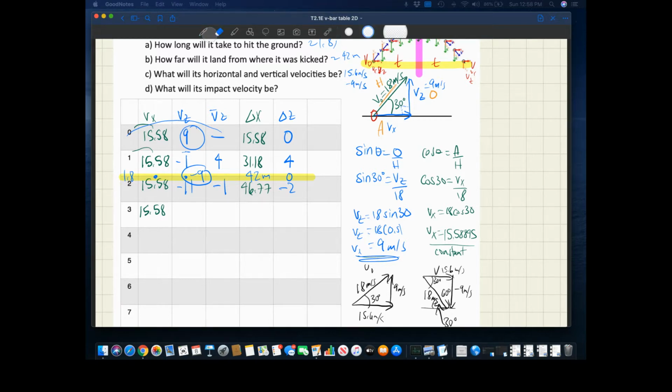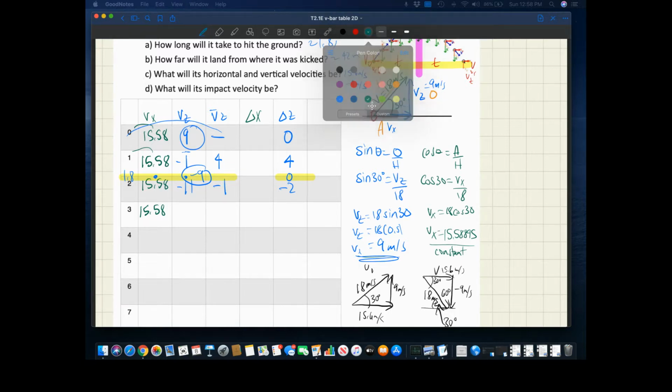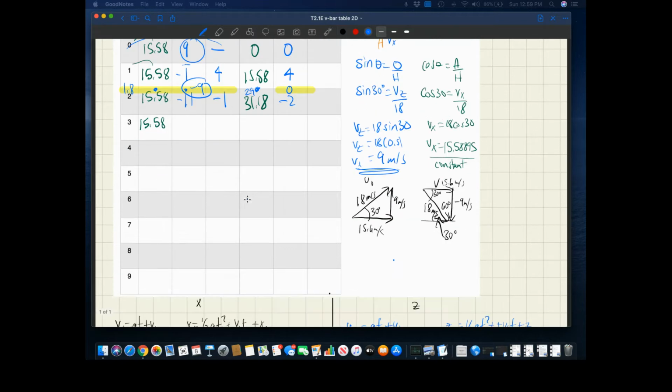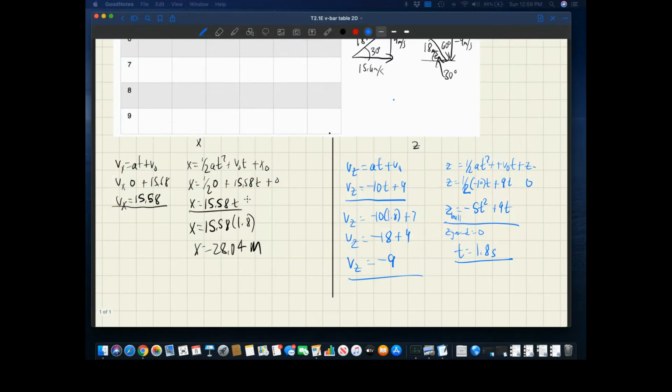I see in my table I put wrong numbers in here. I shifted these downward. These are supposed to be times 0, it's 0, and then it's 15.58. Then it's 31.18. So we might have predicted then that the value is somewhere between 15 and 30, so maybe we'll say it's 29. And what we got in our analytic solution is 28.